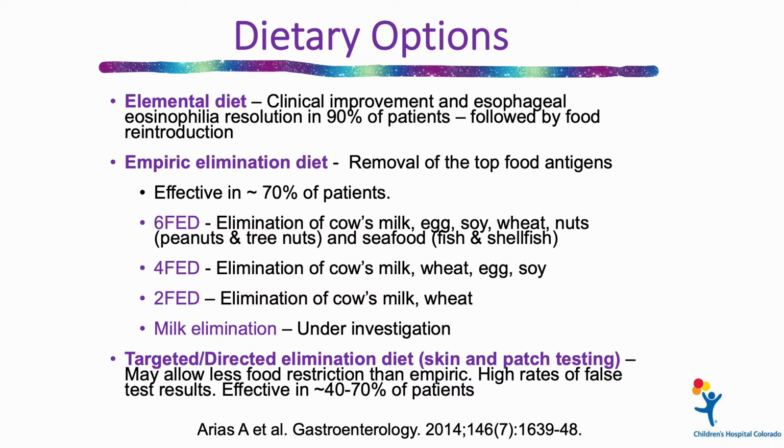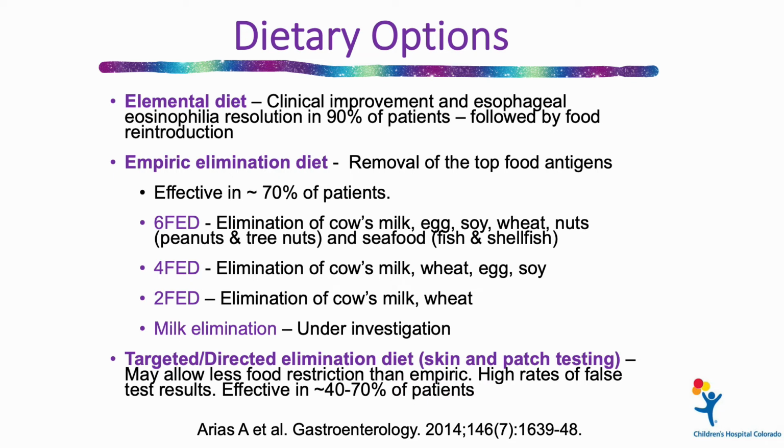Elemental diet is the most effective. That means that the formula is broken down to its smallest parts so that they're only amino acids or simple sugars, and it can't stimulate the immune system. The problem is that's not very practical. Older patients can't drink enough of this to meet their nutritional requirements, and it's socially isolating as well as expensive. So we save that for young children and patients who aren't responding to anything else, or those who really want to know if food is playing a role in triggering their EoE and have failed other diets.